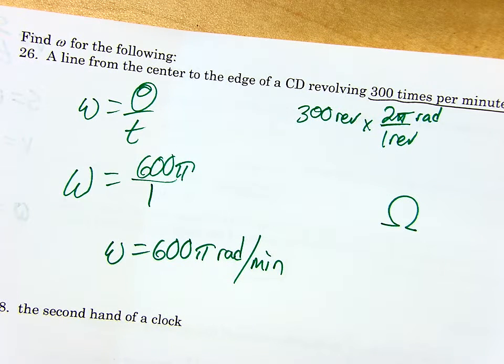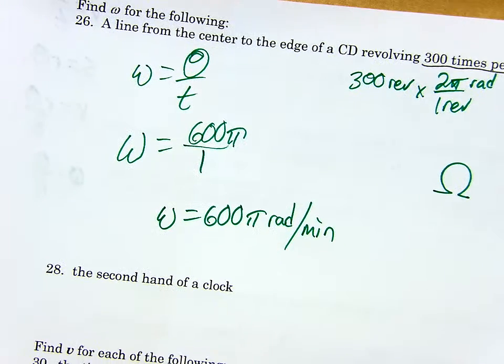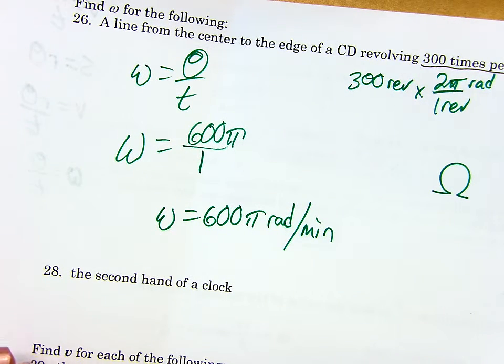All right, so anyway, second hand of a clock, it doesn't matter how long it is, because I know how fast it's turning. Isn't it going to do how many revolutions in a minute? One. And isn't one revolution how many radians? 2 pi. So isn't the angular speed just 2 pi radians per minute? That's my answer.